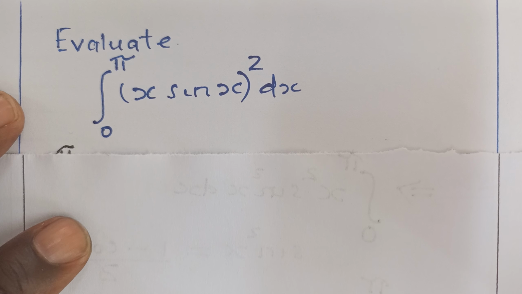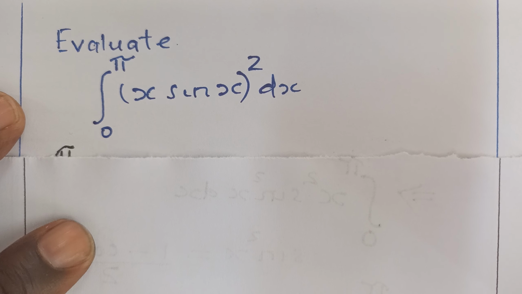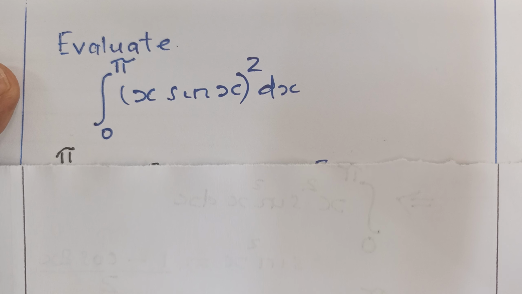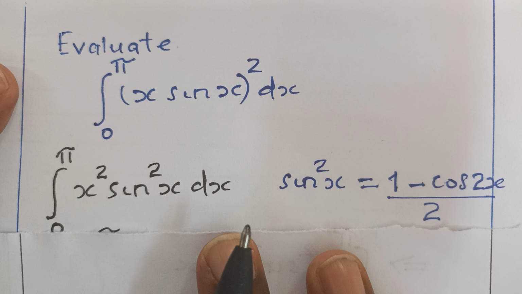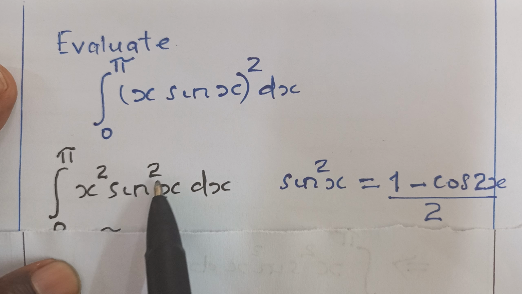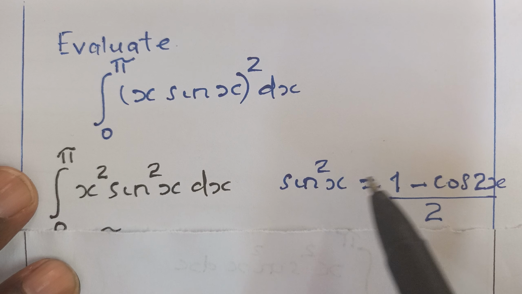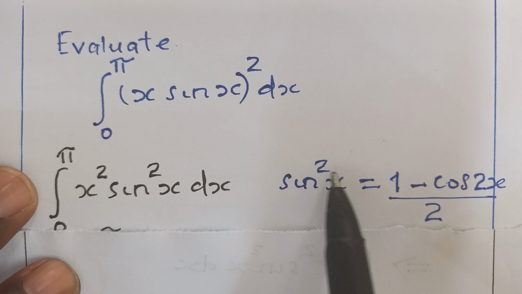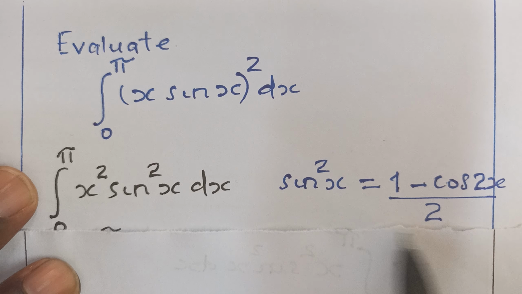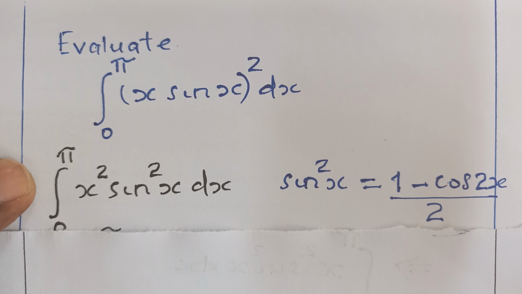And the first thing, guys, we are going to square that function. So when we square, this is what we now get: the integral from 0 to pi of x squared sin squared x dx. From there we can use this identity to replace sine squared x, and so we put this instead of sine squared x.